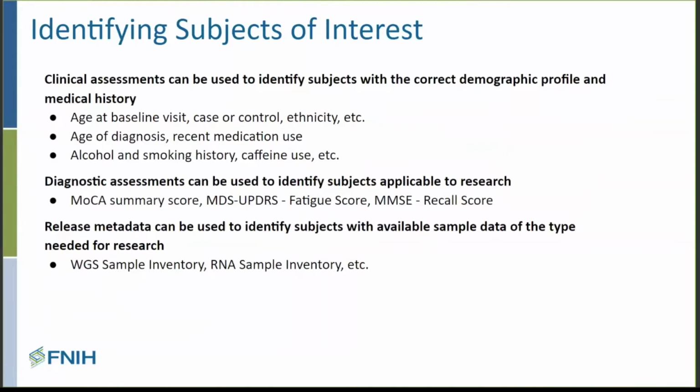Once you've found the subjects that fit your demographic profile, we then have the diagnostic assessments that are used to find subjects that are applicable to your research. You can look at summary scores. You can look at scores for individual things like fatigue or memory recall, and a number of other things. There's also the release metadata. So if you're only interested in subjects for whom there is whole genome sequencing data or RNA sequencing data available, you can limit your search to just those subjects.